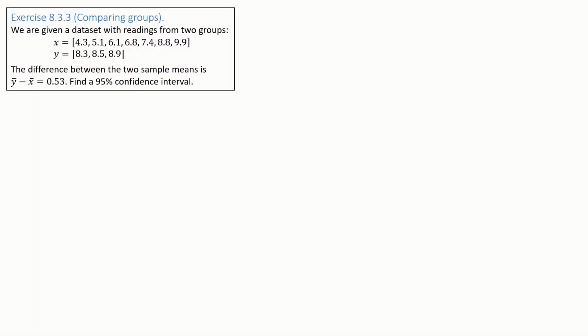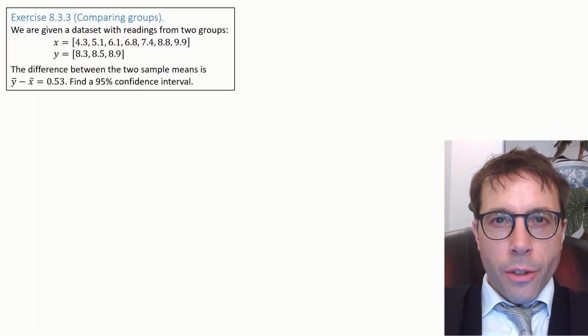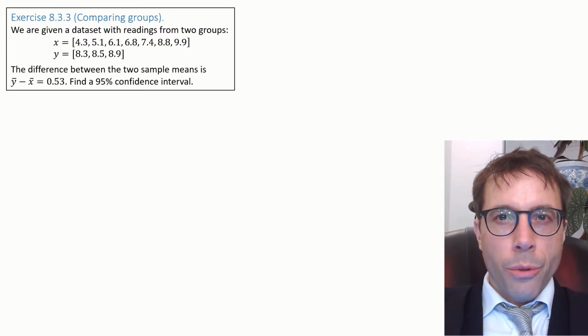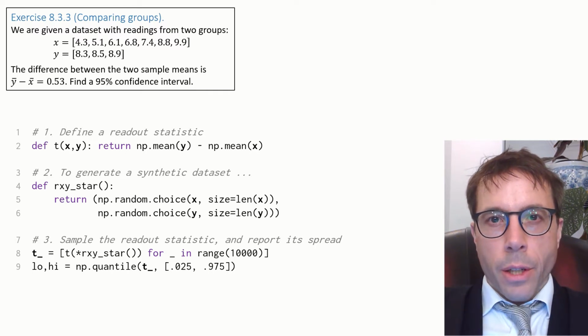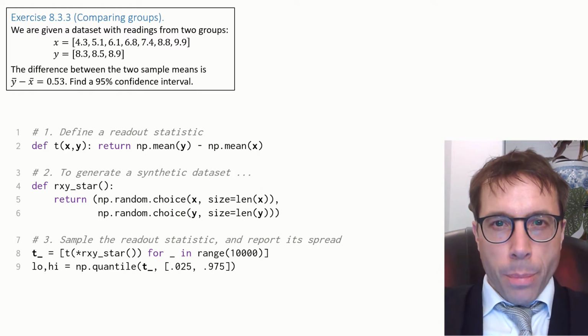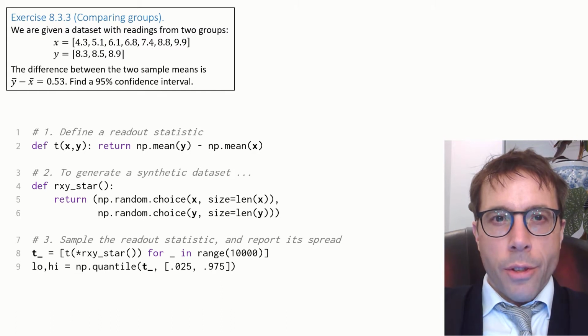Let's start with a simple confidence interval. This question presents us with a dataset consisting of readings from two groups and asks us to find a confidence interval for the difference between the means from the two groups. Here's the code. This is just the usual three-step procedure for finding a confidence interval. Steps 1 and 3 are exactly the same as before. What's different here is step 2, generating a synthetic dataset.